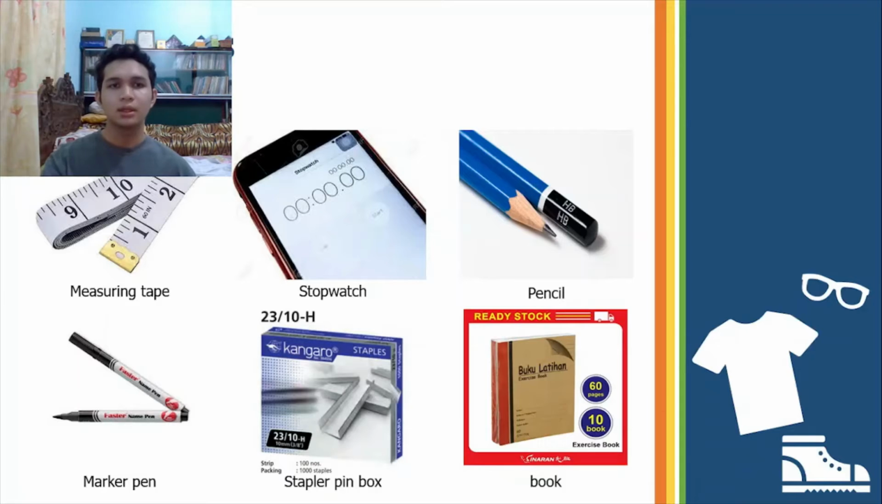This is the apparatus that we use to conduct our free fall experiment. First is a measuring tape. Second is a stopwatch from a smartphone. Next is a pencil and a marker pen to mark the height. The object we use to fall down is a stapler pin box. And the final apparatus is a book.